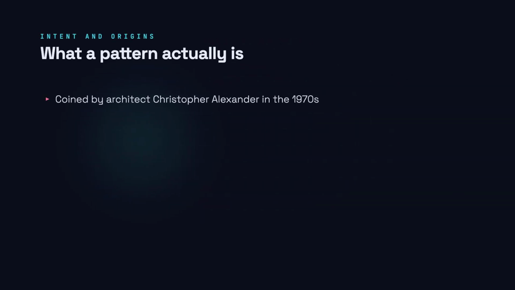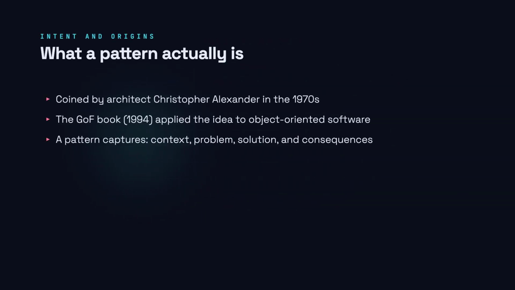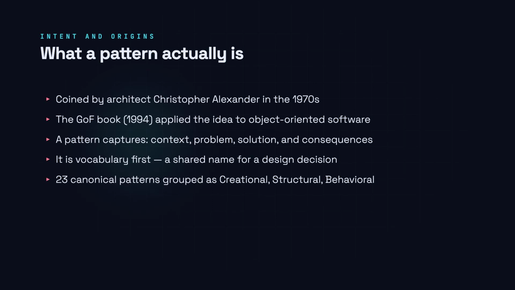The term pattern was borrowed from architect Christopher Alexander, who catalogued recurring solutions to problems in towns and buildings. In 1994, four authors known as the Gang of Four applied the same idea to object-oriented software in a book simply called Design Patterns. A pattern, as they defined it, always has four parts: the context in which the problem arises, the problem itself, the solution structure, and the consequences, both the benefits and the trade-offs.